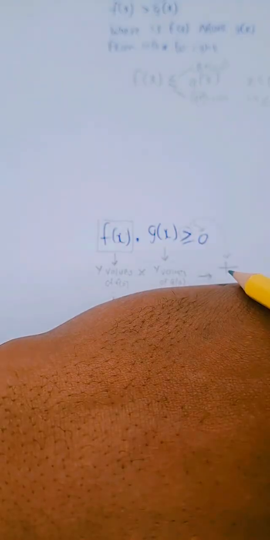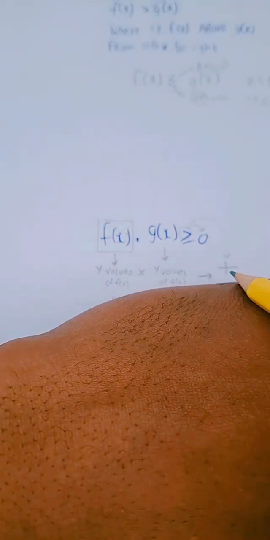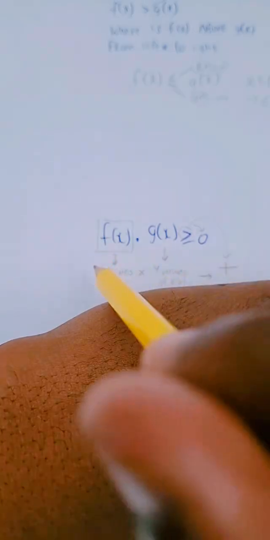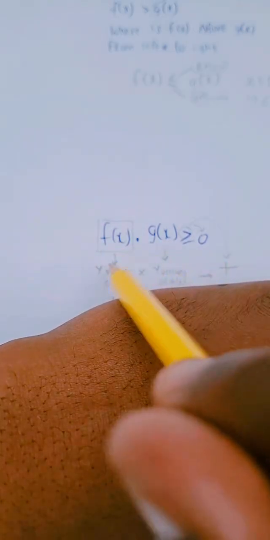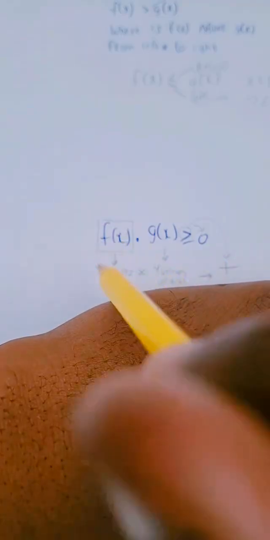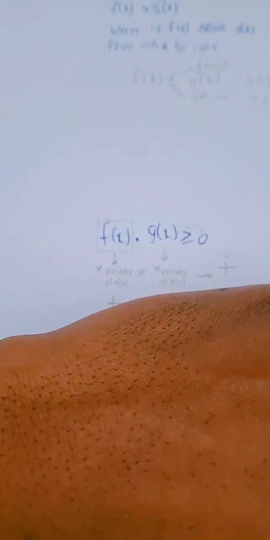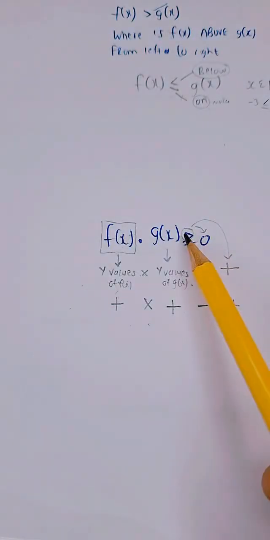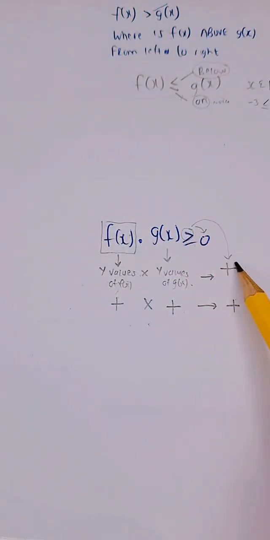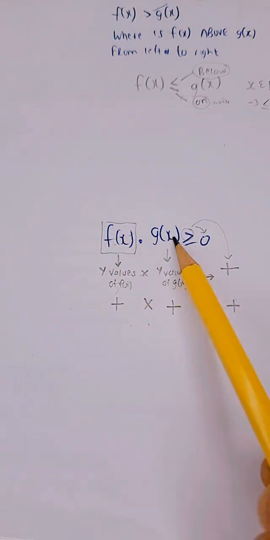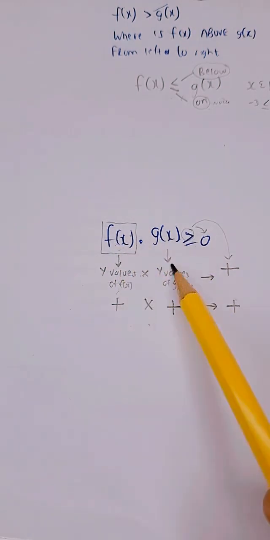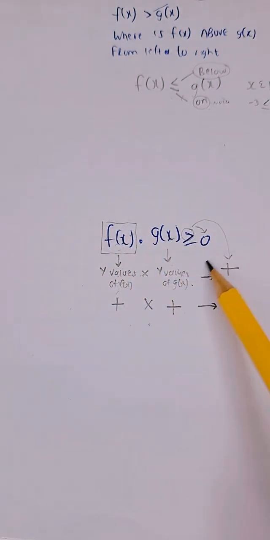then it would mean not positive, the outcome, but negative. But what are the two signs that give me a negative? It would either be positive, negative, or negative, positive. The multiplication of different signs gives me what is negative. But here, we are focusing on greater than 0, which means positive. The multiplication of the y values of f and g gives me an outcome that is positive.